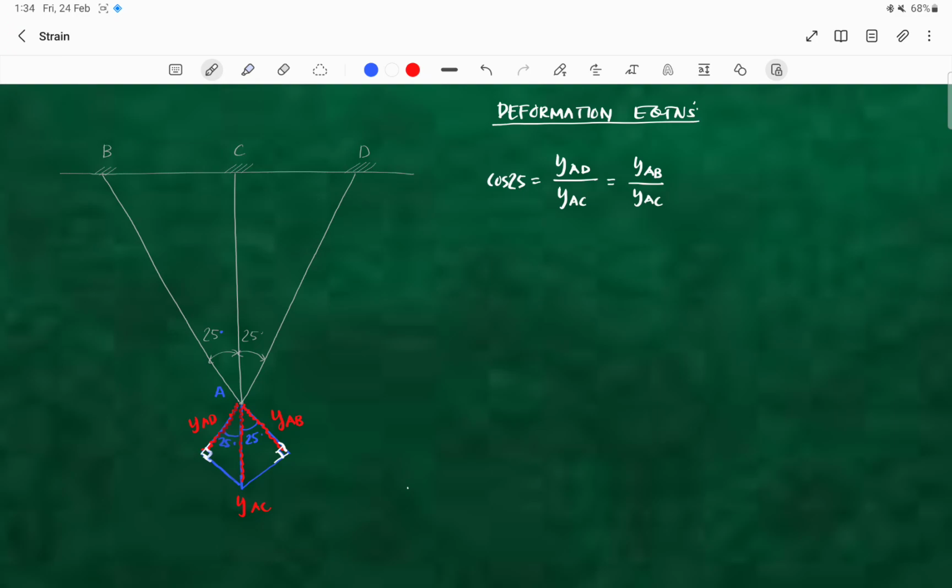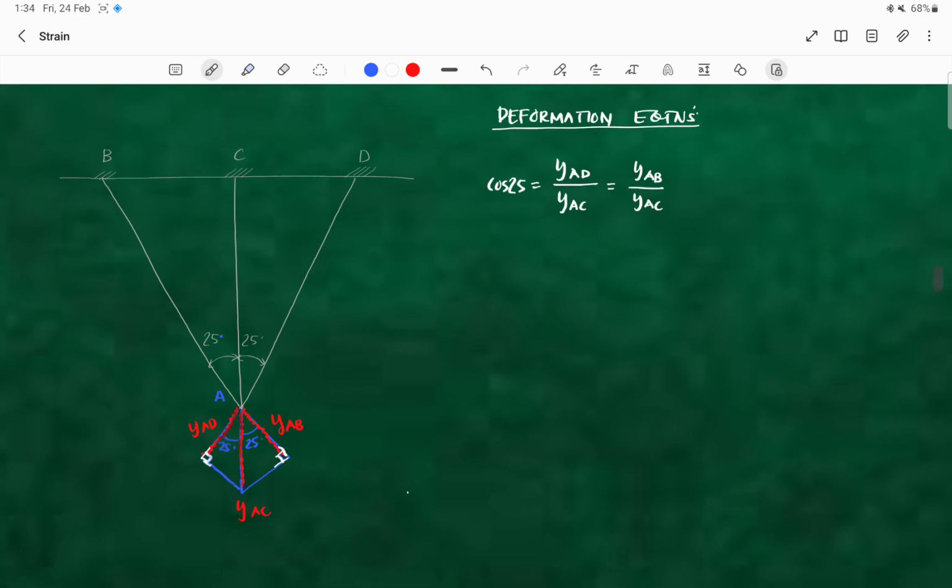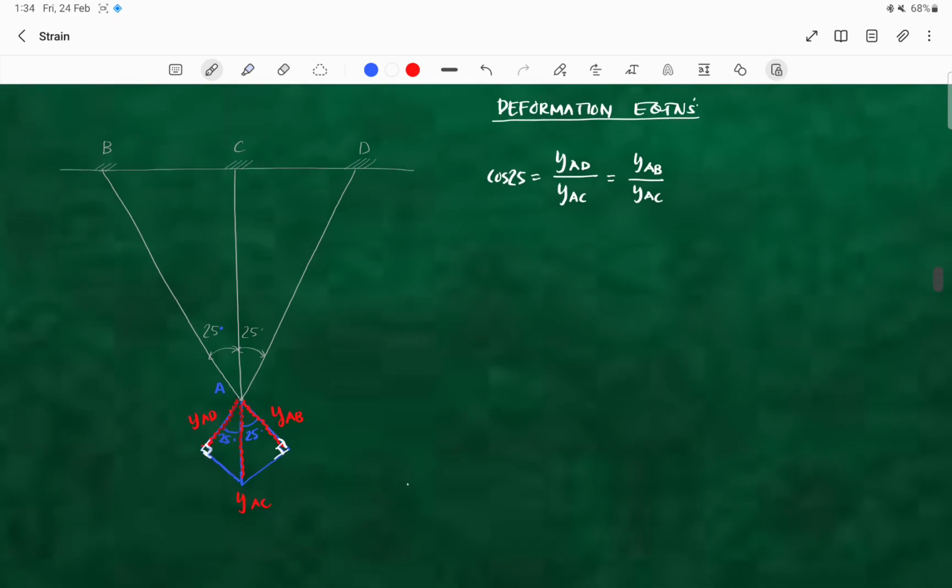So, mas higher yung length nung deformation ng bar EC kasi inline siya sa direction ng load, no? So, probably siya yung pinaka-stress na part, no? Unlike dito sa bar AB, which is naka-component pa siya, no? So, mas maliit yung force na humihila sa kanila.